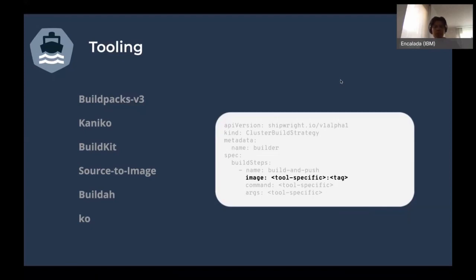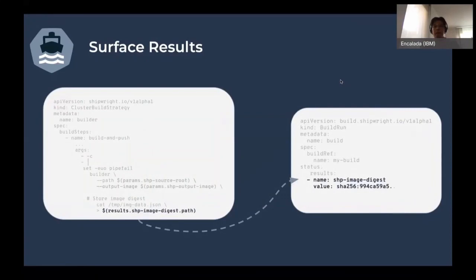Today in Shipwright, we have 6 default tools, the ones I list here to the left. And for each of these tools, we have an independent strategy definition. The last thing will be surface results. This is a feature that is not yet in place, same as the strategy parameters.